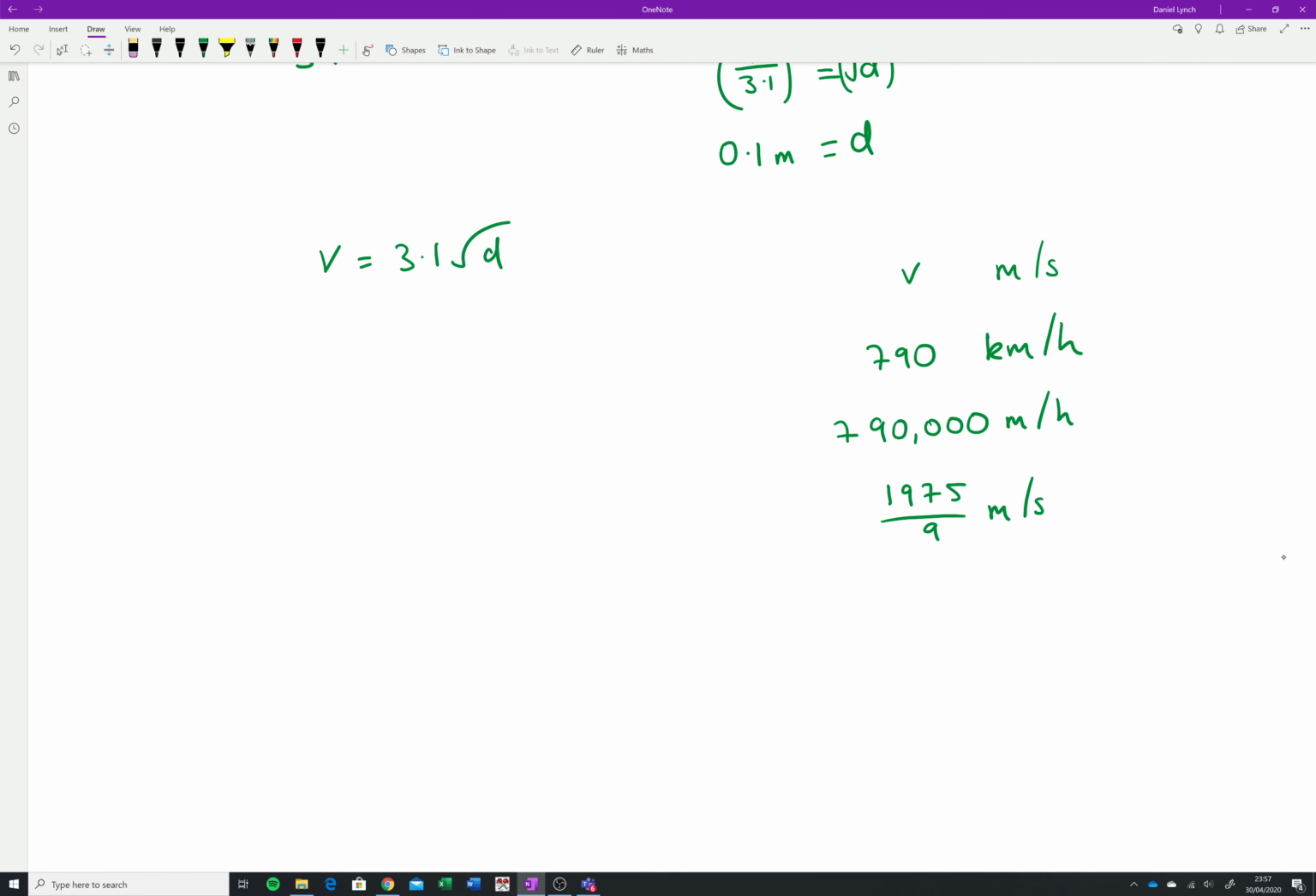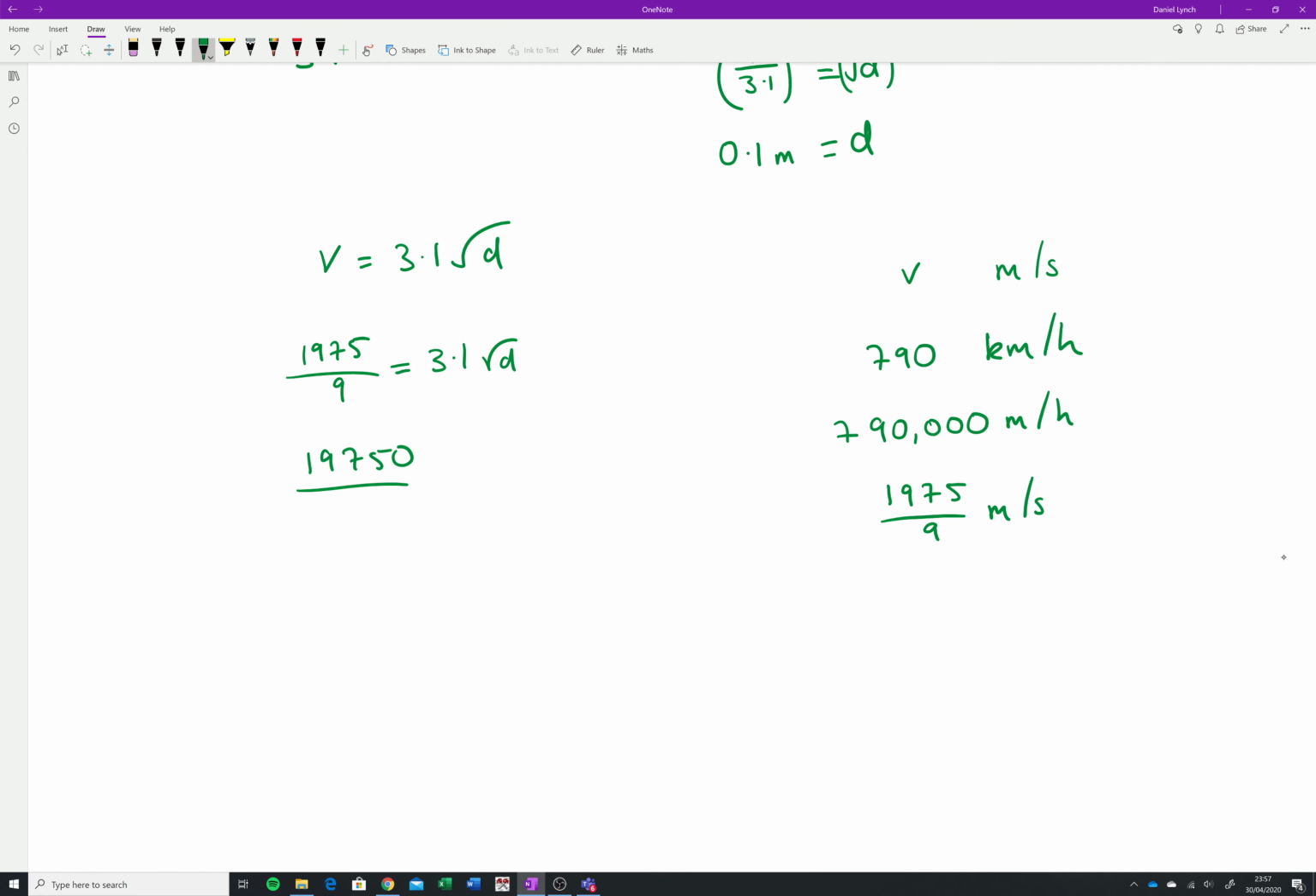Okay, that's the value now that we have to put in. We're given that speed here. We're given that 1975 over 9 is equal to 3.1 times the square root of d. We divide both sides by 3.1. So 1975 over 9 equals, divided by 3.1. Not the nicest number the world's ever seen either.